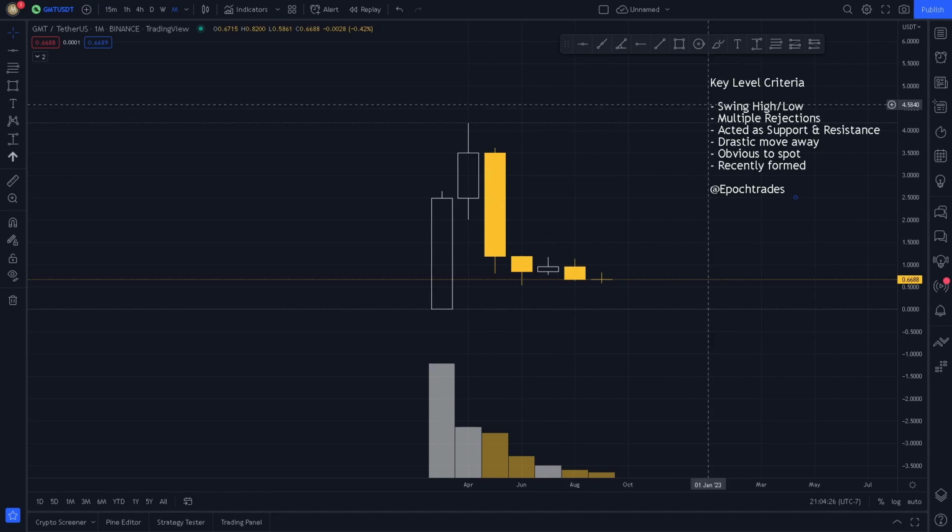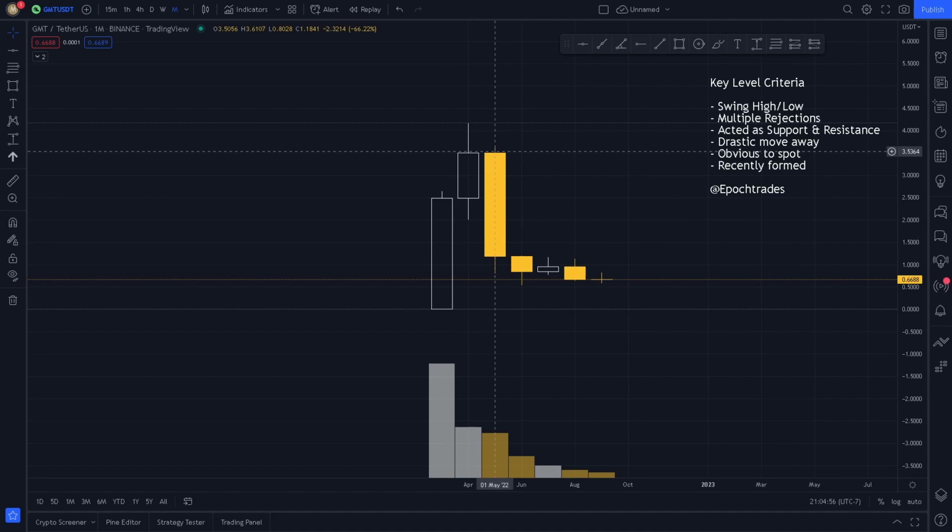Today we're going to be covering key levels on GMT. As always, our key level criteria is to look for swing highs and swing lows, multiple rejections, acted as support and resistance, drastic moves away, obvious to spot, and recently formed. As we can see here on the chart, there's not a lot of data that we can base our key levels off, so what we're going to do is just work with what we got.